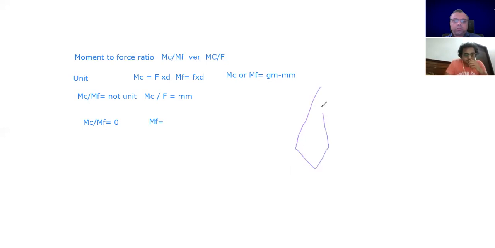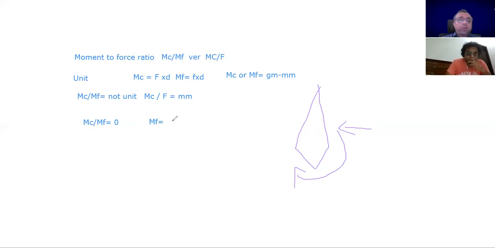So this is a canine. If the force is coming from the backward direction, the moment of force will tip the canine backward. Please draw the force arrow as well. Yes, the canine is going that way.